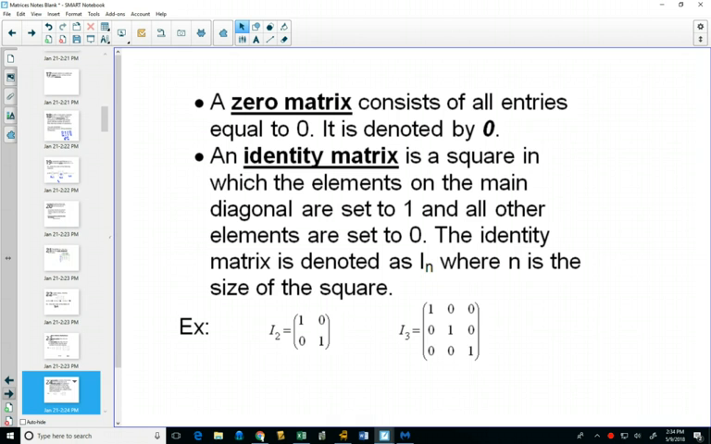The ones have to be on that diagonal. We're going to find out, they have to be diagonal this way. It can't be diagonal the other way, it just doesn't work. That's right.